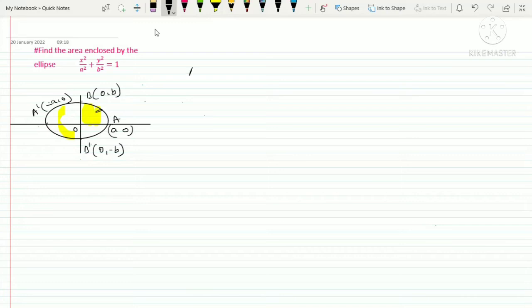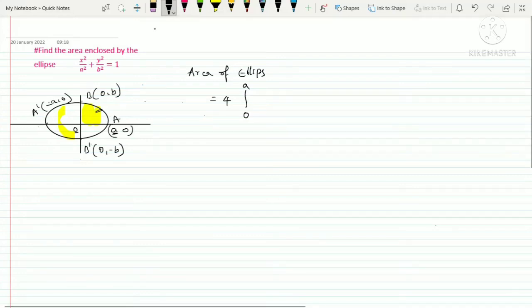Now, the area of the ellipse is equal to 4 times the integration from where to where? 0 to a. This is bounded by the x-axis. This is the small strip I am taking. The length is y, the width is dx. What is the area of one strip? That is y dx, from 0 to a.